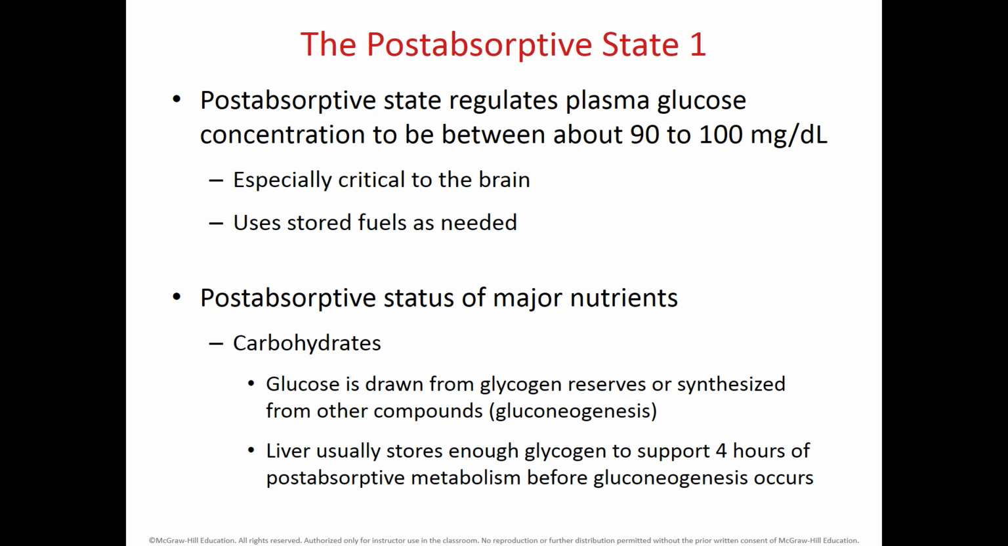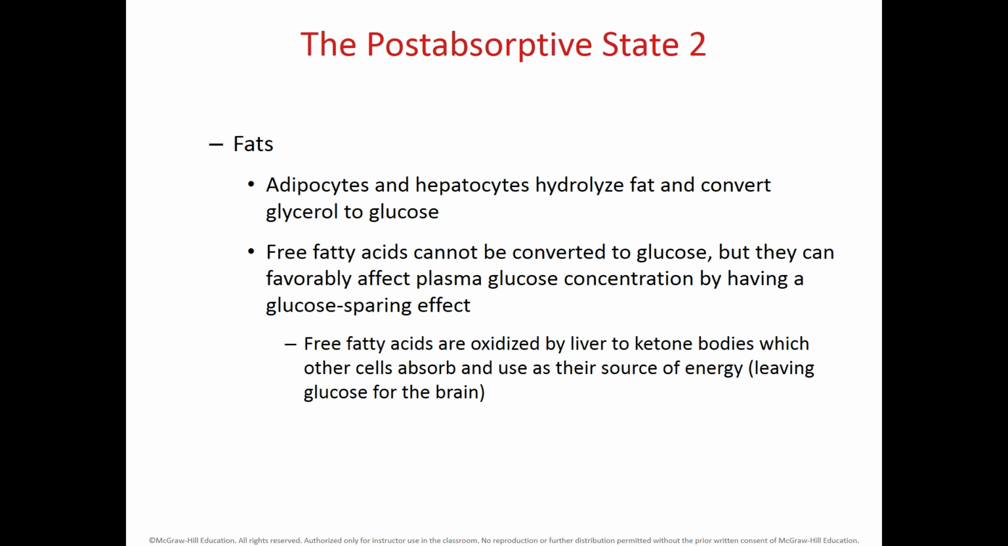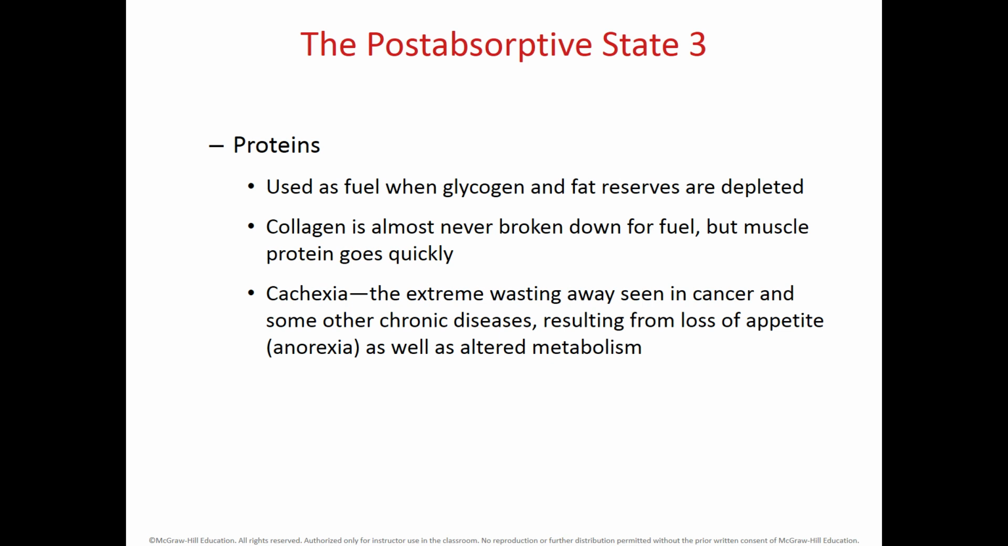So what is the status of the major nutrients during post-absorptive state? So your glucose is going to be drawn from glycogen reserves or synthesized from fats or amino acids into what we call gluconeogenesis. Now, the major organ that is going to release glycogen is going to be the liver, and that glycogen is going to provide glucose for around 4 hours. If 4 hours passes by and you don't ingest food, your fat cells, your adipocytes, are going to make glucose. So you will start hydrolyzing these triglycerides, so you start releasing glycerol and free fatty acids into the circulation, and then you start gluconeogenesis. And at the same time, you start also forming ketone bodies. And then proteins will be the last reserve for making glucose.